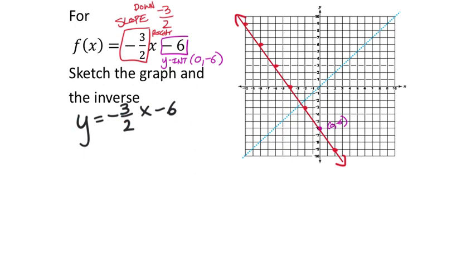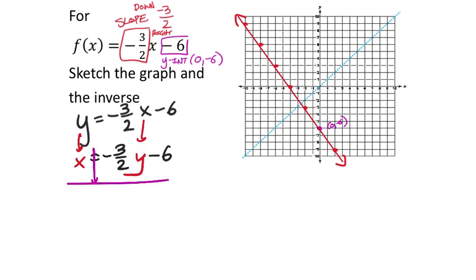I'm going to start with my regular function, and then I'm going to replace the y with an x, and then the x with the y. Everything else stays the same, so it equals -3 over 2 times y, and then -6. But now we need to solve for the y value. So let's get started there.